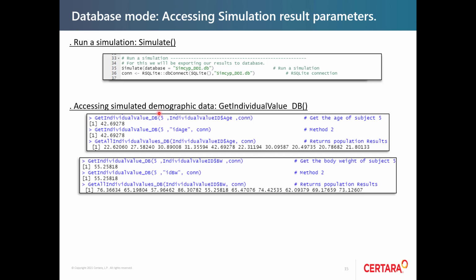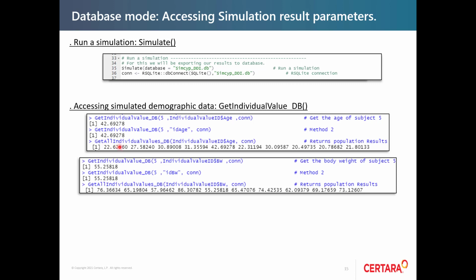For this function, you need to specify the subject number, and then you need to specify the individual value ID. In this case, I'm interested in the age. Once you've done that, you then also need to specify the database connection. Once you've run this function, this will spit out in your R console the value of the age simulated for subject 5. You can also write the individual ID as a string. So in this case, the ID for age is ID age.